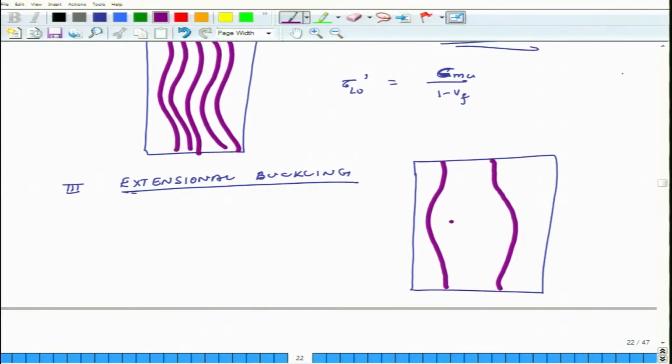And in this case what happens is that the stresses in the matrix, so this is the matrix, are in extensional direction. Either the matrix is in compression in some locations, at other locations it is in tension. In shear buckling the matrix is not in tension or compression, but it is shearing. So, that is why we call it shear buckling. Here the matrix is in extensional strain.